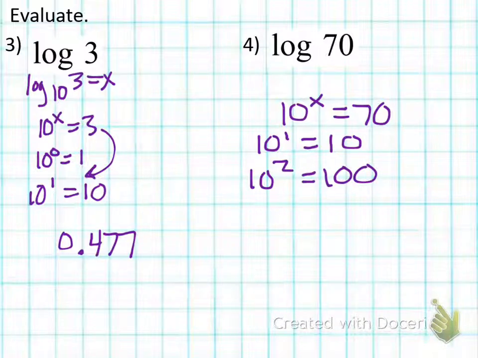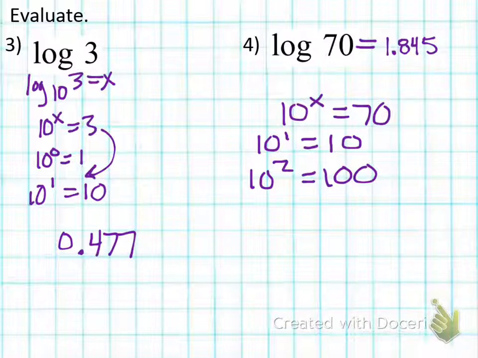Probably closer to 10 squared. So my answer is probably going to be sort of close to 2. Okay, so if I plug this in my calculator, I get log 70 equals 1.845.